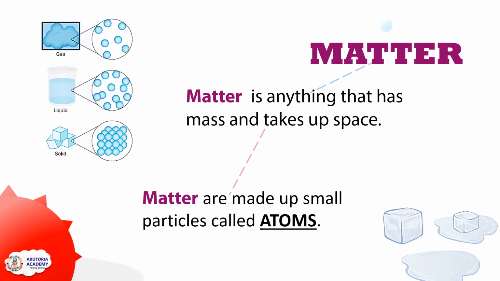Matter is made up of small particles we call atoms. A gas has particles, liquid has particles, solid has particles. The difference is how close they are to each other. In gaseous states, the particles or atoms are far away from each other. In liquid, they are much closer, but in solid, they are tightly bound together. That's the difference in their state. So matter is made up of small particles, and those particles are called atoms.